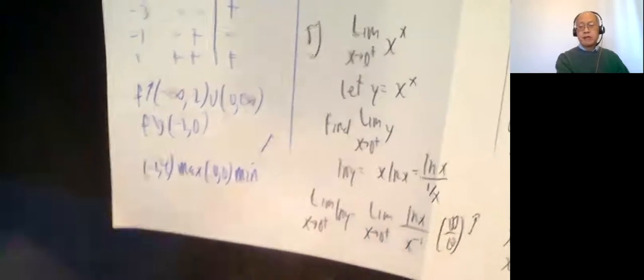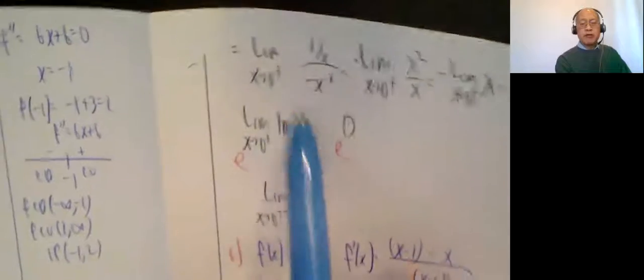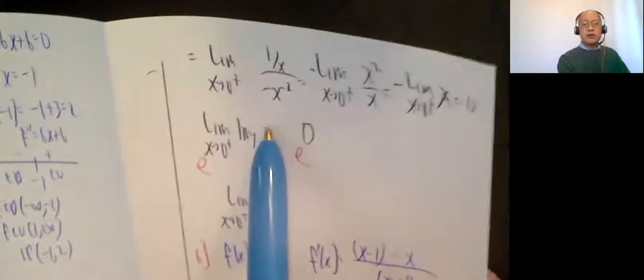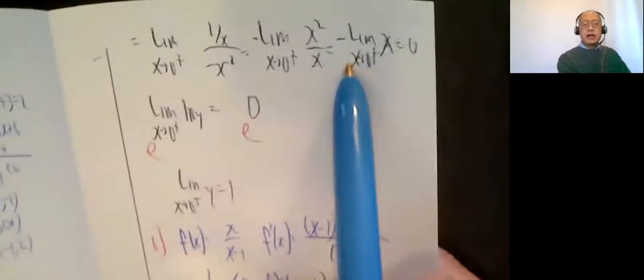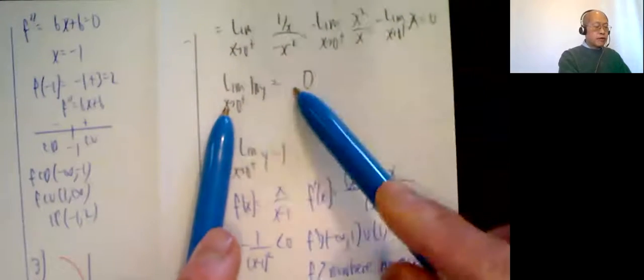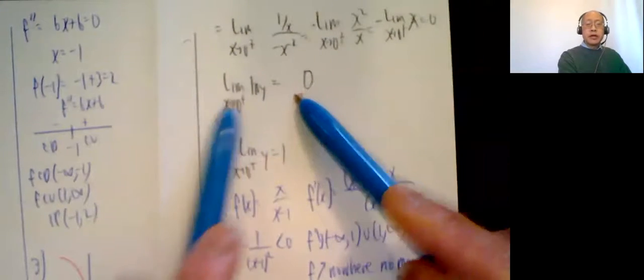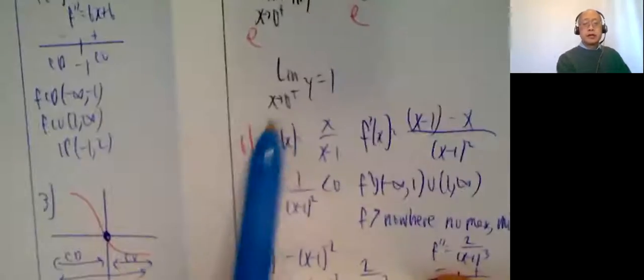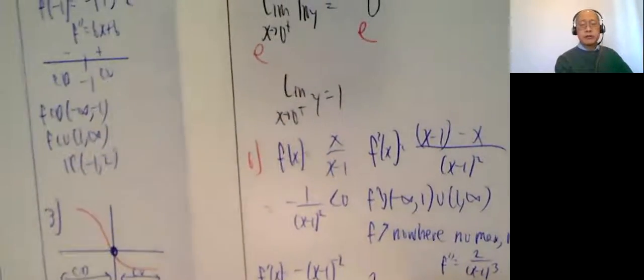So differentiate the top, differentiate the bottom. Limit as x approaches 0 from the right of 1 over x divided by negative x to the negative 2. Take out the negative over there. X to the negative 2 comes upstairs as x squared over x. Negative limit as x approaches 0 from the right of x, which is 0. So the limit as x approaches 0 from the right of ln y is equal to 0. Exponentiate both sides. The limit as x approaches 0 from the right of y is equal to 1.